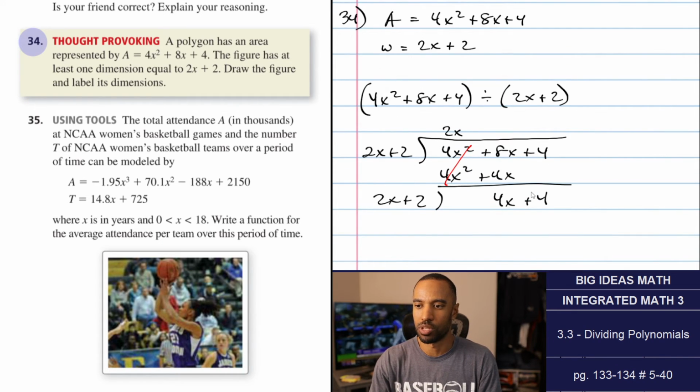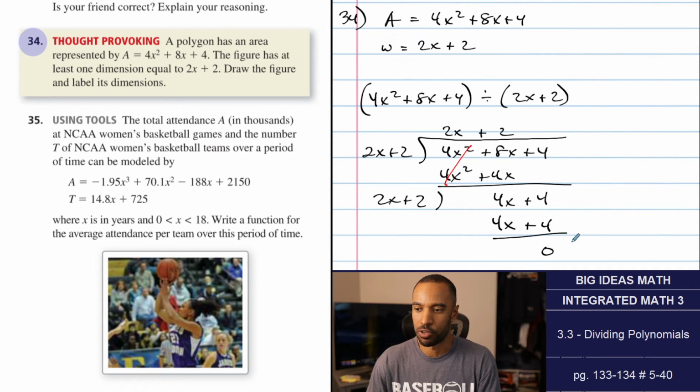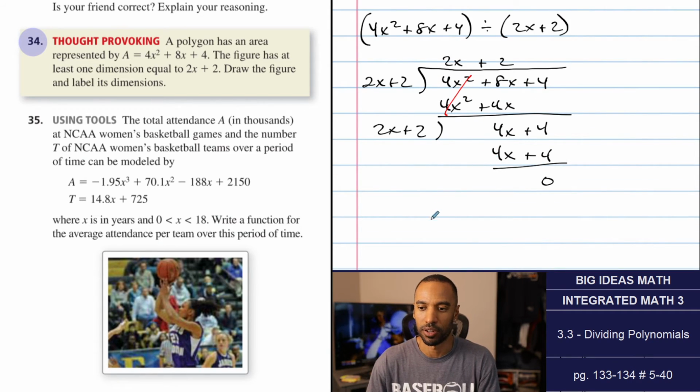2x goes into 4x 2 times. And 2x times 2 is 4x. 2 times 2 is 4. And your remainder is 0. Cool. So we get a 0 remainder, so the result is 2x plus 2. So cool. The width is 2x plus 2. The quotient, 2x plus 2, apparently is the length as well. Length equals 2x plus 2.